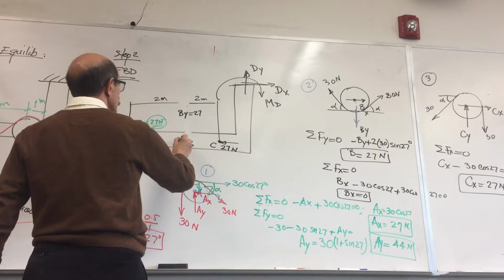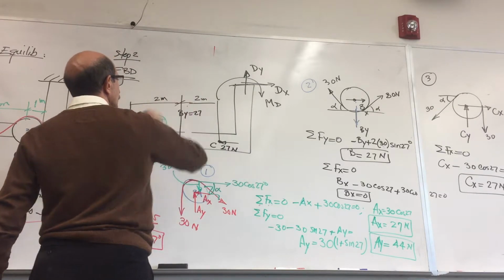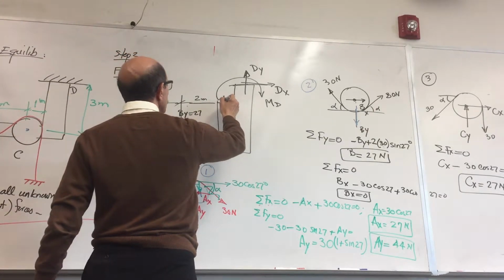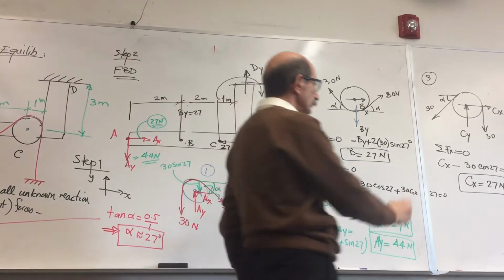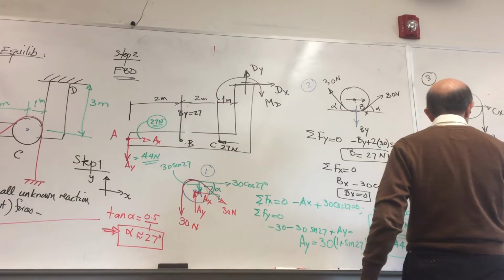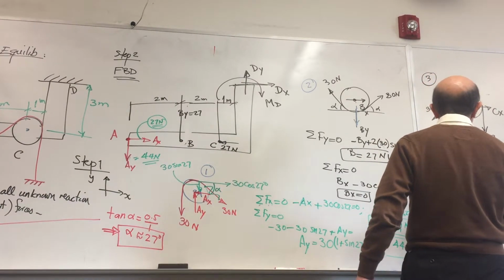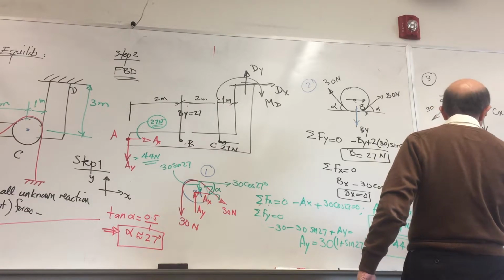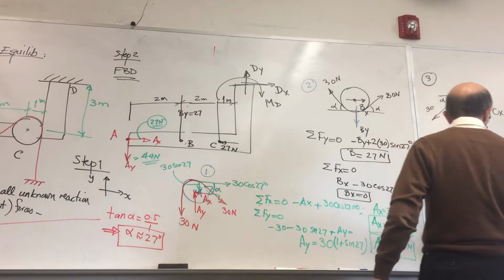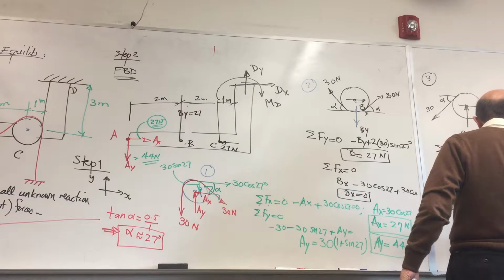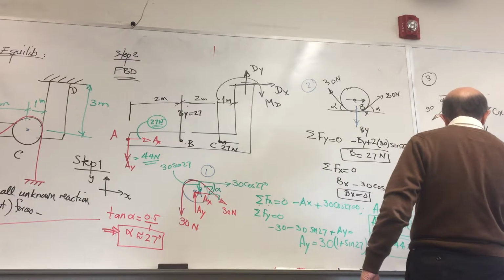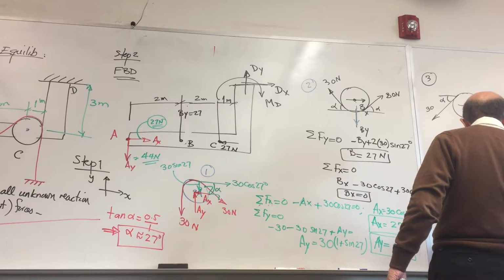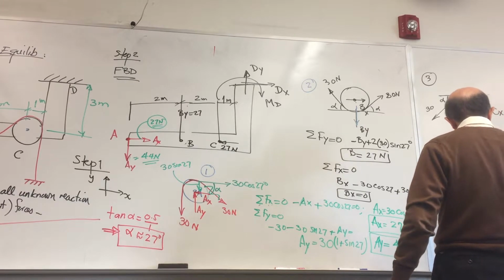So let's move this way. Okay, that's better. And this is 1. So summation of forces along y is equal to 0. I have negative 30 sine 27, negative 30 plus Cy is equal to 0. So Cy is 30 times 1 plus sine 27.